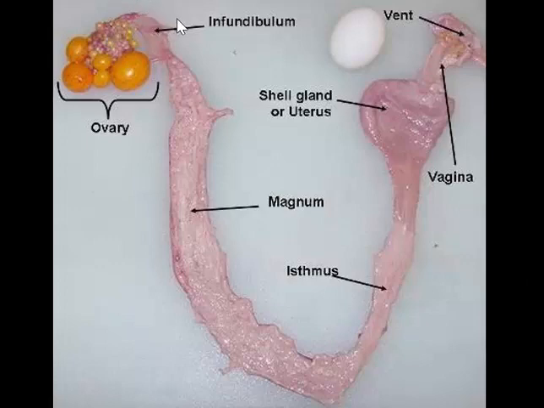The next and the longest part of the oviduct is referred to as the magnum down here. It's also the widest spot, and the fertilized or unfertilized yolk will travel down through the magnum, and this is where the egg white is produced. Over the next hour or so, once it reaches the isthmus, the inner and outer egg membranes are formed within this region.